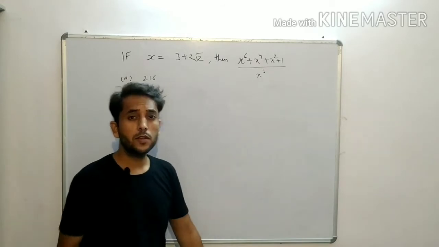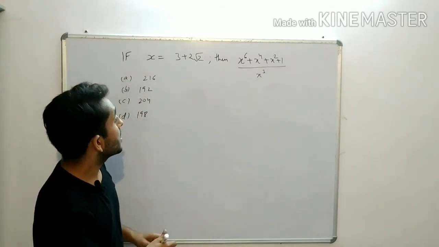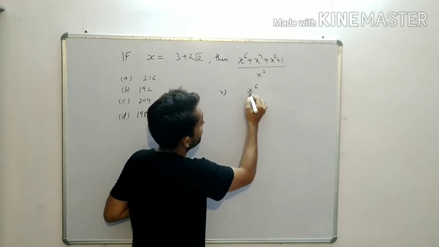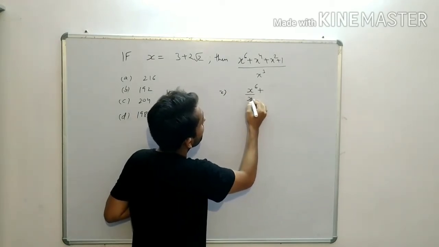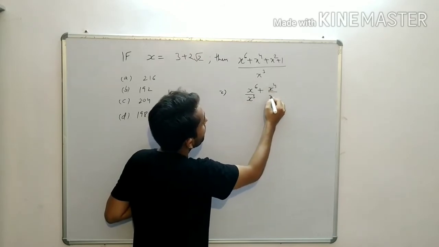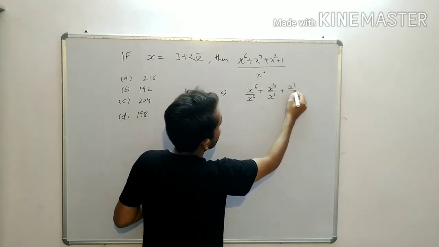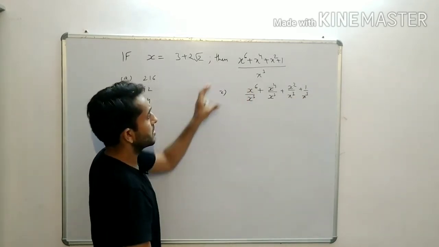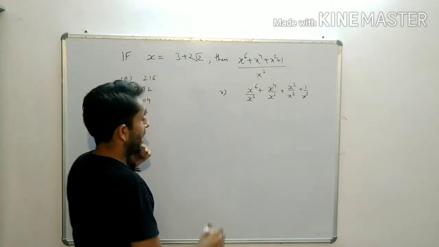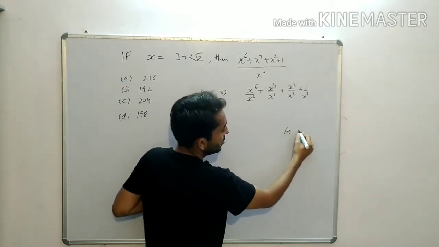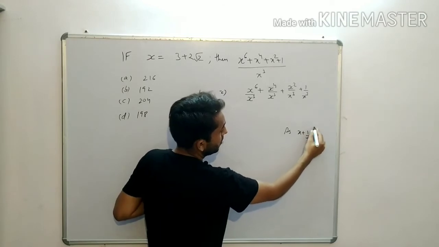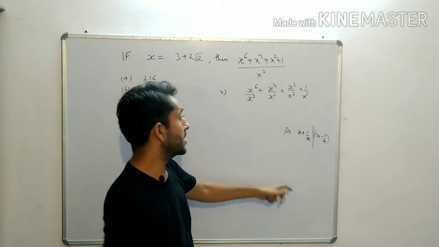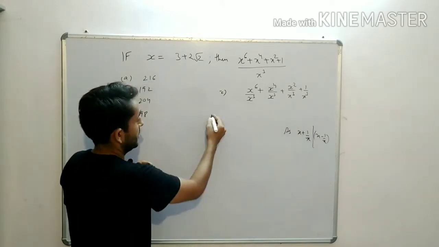Our next question is, if x equal to 3 plus 2 root 2, then find the value of this expression. So guys, again we try to convert this expression into this form. We can write this expression something like this, as we have to find value of x plus 1 by x or x minus 1 by x. Once we get value of this expression, we can easily find out what is this expression.